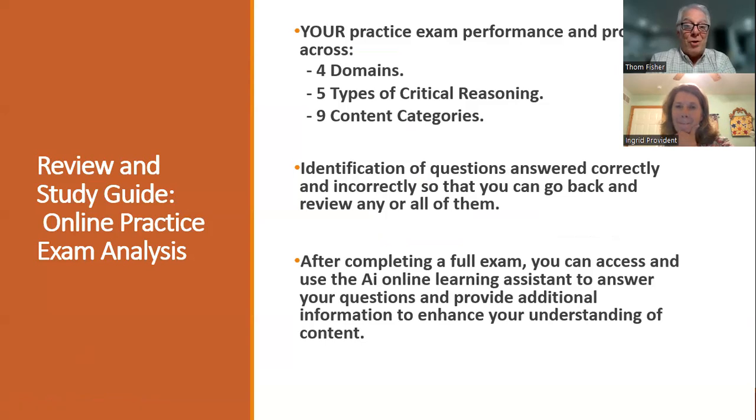Again, these exams are over the 4 domains that NBCOT has on the test. The 5 critical reasonings that we talked about, and then the 9 content categories: infants and children, older adults, rehabilitation, competency management, OT process, all those categories have the exam questions about them. They identify the questions answered correctly and incorrectly so that they can go back and review all of them, as Ingrid said. And then after completing a full exam, they can access the use of the AI online learning assistant to answer questions and provide additional information to enhance their understanding of this content. And Ingrid's going to share a lot more about that new product.